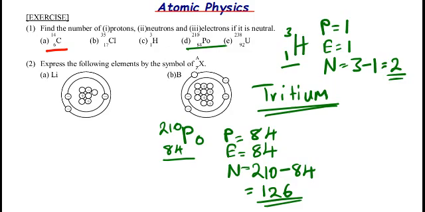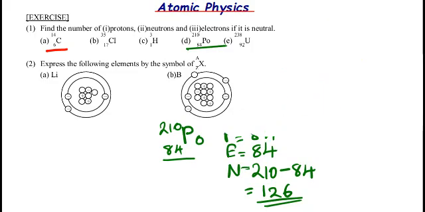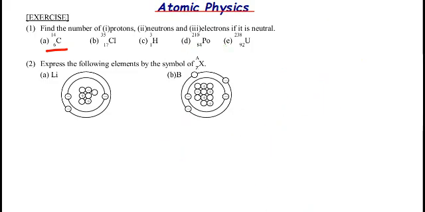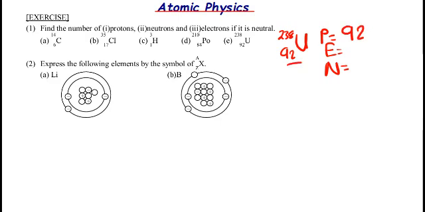Now you can pause the video and try part E as well. It is very easy, you just do the same. So you say, which is uranium, so you have uranium 238, and then you have 92 down there. So protons, electrons, and neutrons, like that. The number of protons, we have 92, just get the atomic number, which is down there.